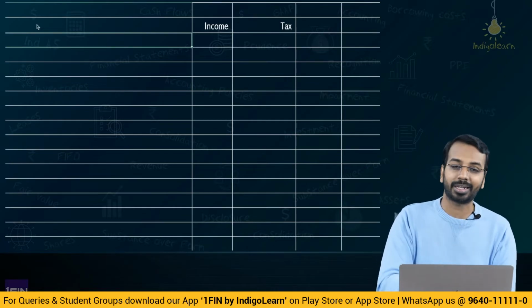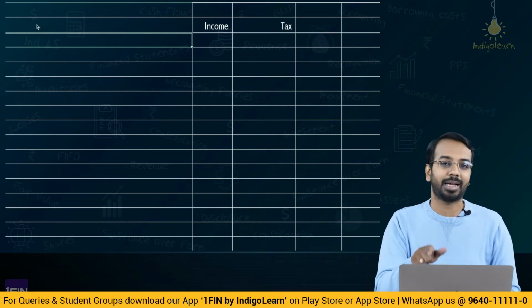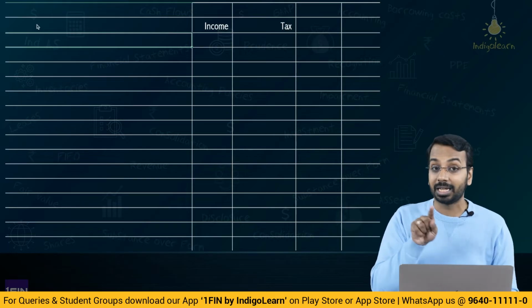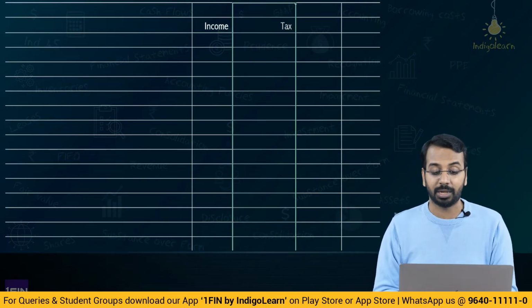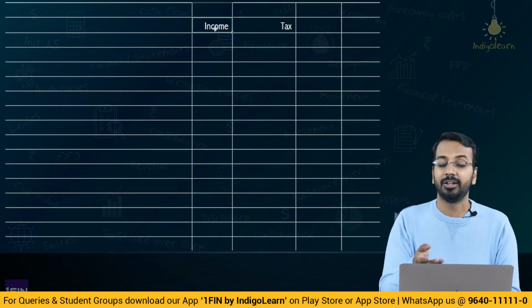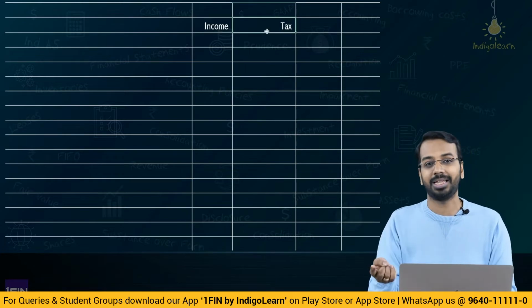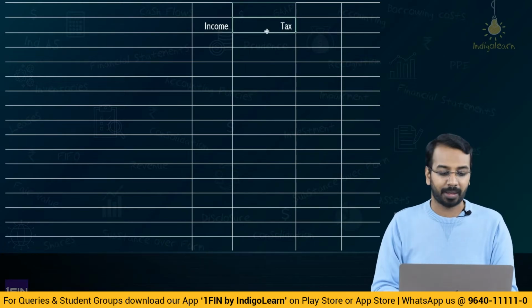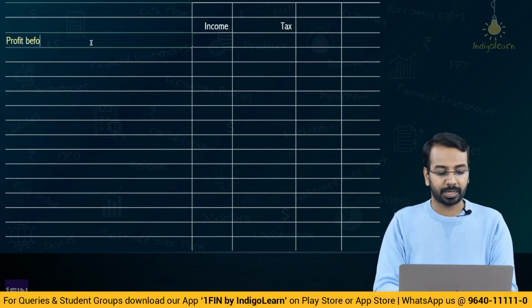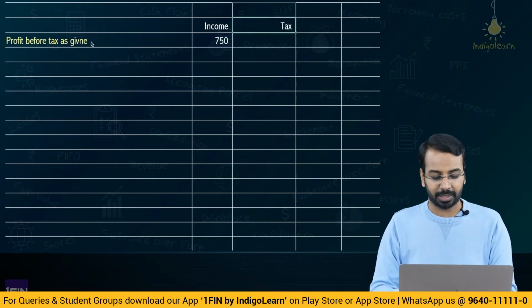Please remember, you are not required to calculate the taxable income and calculate the tax on that. That is not the requirement of the question. The requirement of the question is to reconcile the tax, which I will be doing in this particular column, that is the tax column. This income part reconciliation I am doing so that you understand the linkage. Okay. So in the examination, you are only required to reconcile the tax and not the income, right? So now profit before tax as given is 750 lakhs. Tax on that is 750, or I'll have one more column for tax rate, 30%.